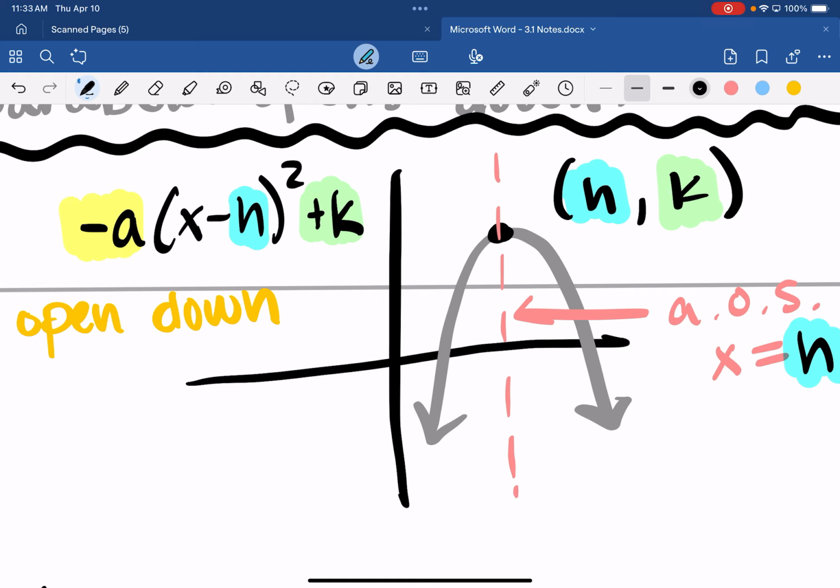Is A just the first one? Yep. So it's the same one that was up here. In that equation, what's the A value? -1. So it's -1 down here too.